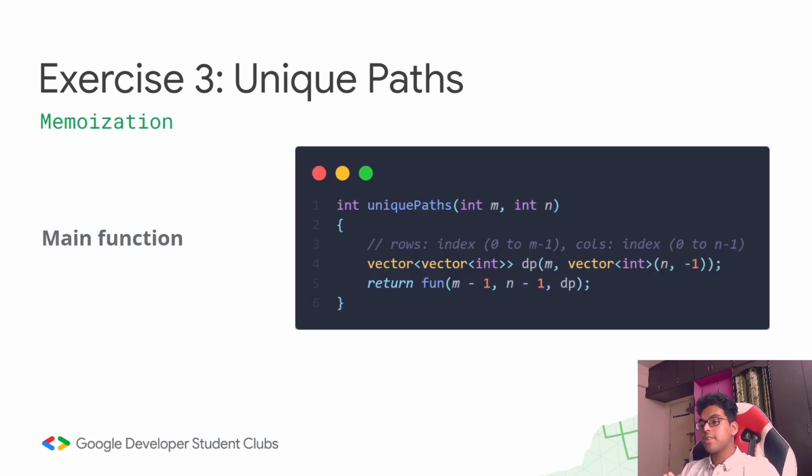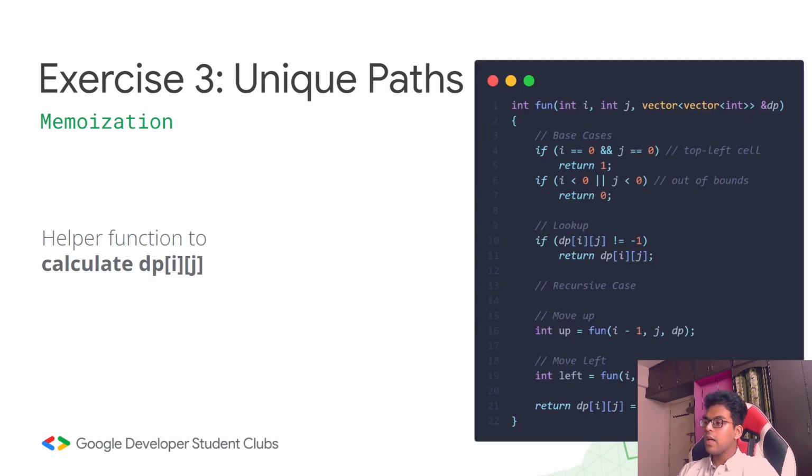So firstly, let's discuss the memoization approach. This is the main function which initializes the DP array of m cross n dimensions, all cells being -1 initially. Then we use a helper function to fill the DP array. m minus 1, n minus 1 being coordinates for the goal state, the final bottom right cell, and DP being the DP array. So this is the actual helper function that calculates the DP ij array, fills the array.